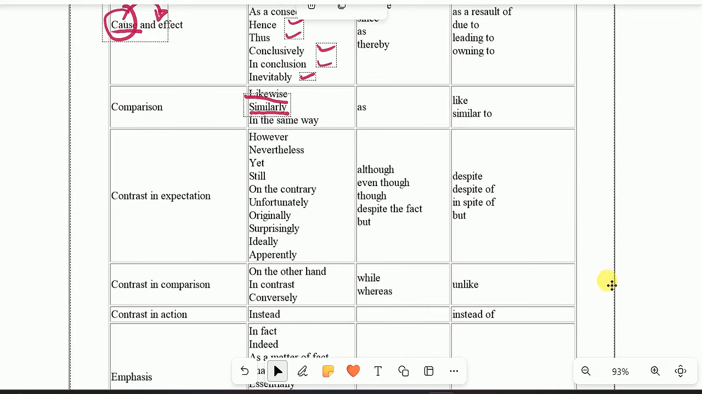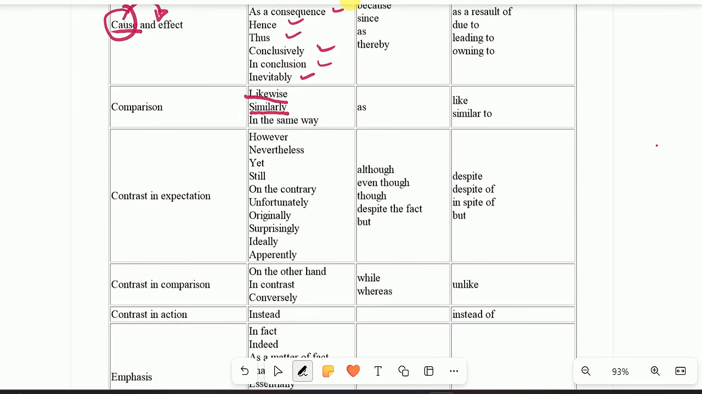Now we need to look into the contrast in expectations. We have words such as however, nevertheless, yet, still, on the contrary, unfortunately, originally, ideally, apparently. Remember what I've said, these are just mere examples. We've got many others out there. But here now, that's where you want to show contrast, not only contrast, but contrast in expectations, right?